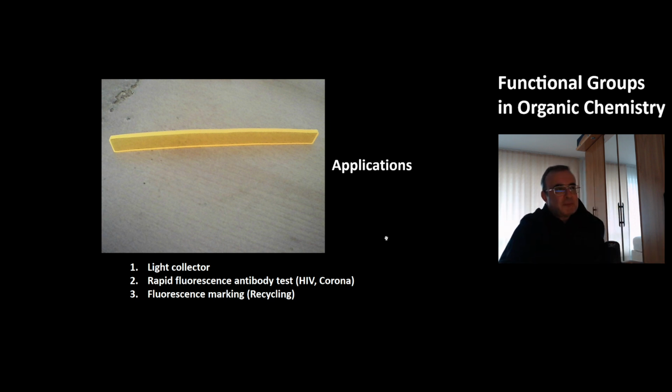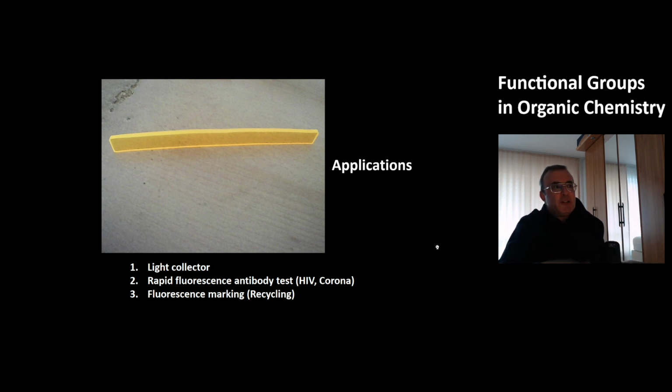And second application is rapid fluorescence antibody tests. Antibodies are made of amino acids. They also have functional groups like amino groups or carboxyl groups. And you can connect these dye molecules to these amino acids and print it on paper. That gives you a quick antibody test for dangerous diseases like HIV or corona.